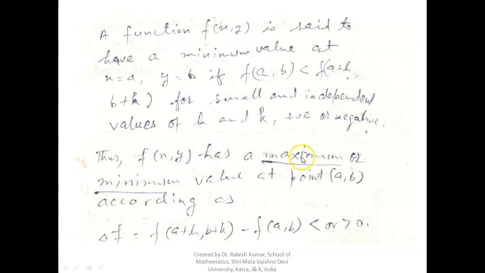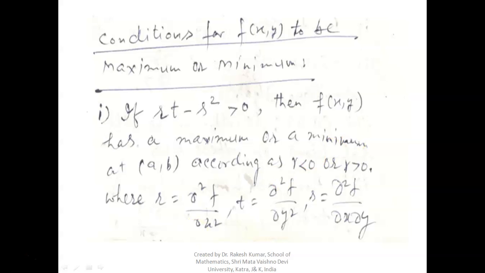Thus f(x,y) has a maximum or minimum value at point (a,b) according as delta f, which is the difference f(a+h, b+k) minus f(a,b), is less than 0 or greater than 0. Conditions for f(x,y) to have a maximum or minimum value.